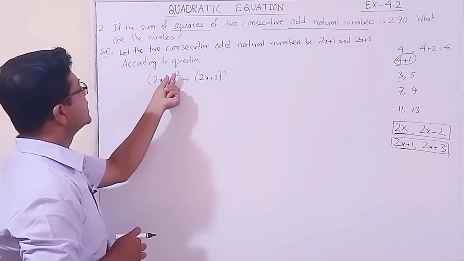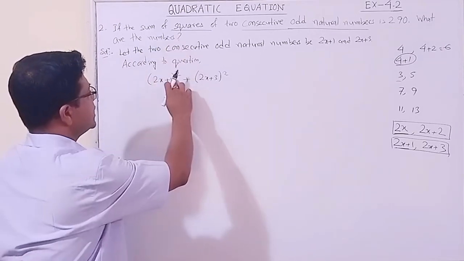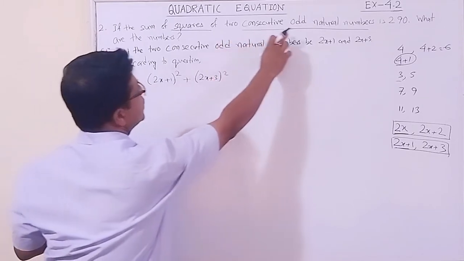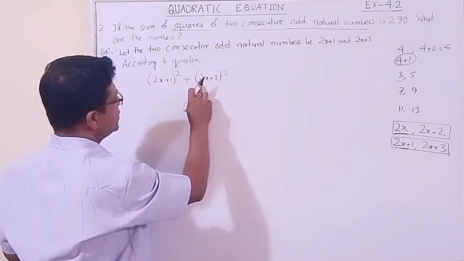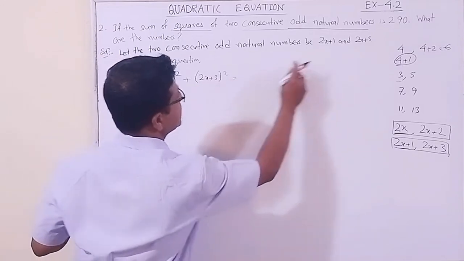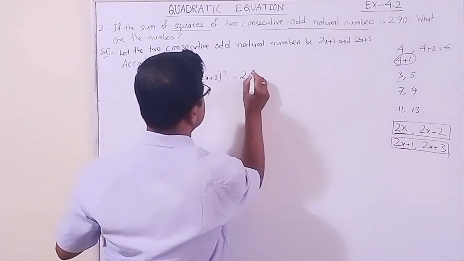This is the sum of what? Sum of squares. These are the squares. Squares of what? Two consecutive odd natural numbers. This is one odd natural number. The next, the consecutive, is 2x plus 3. Now what is their sum? Their sum is say 290.